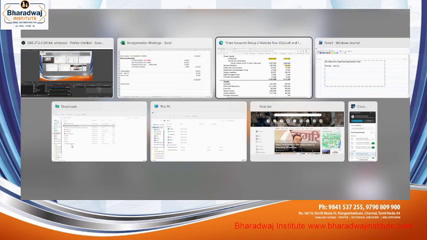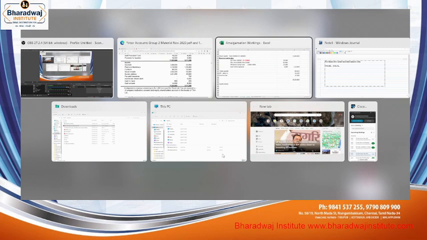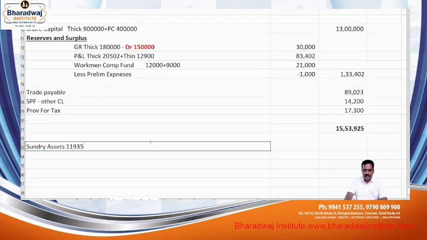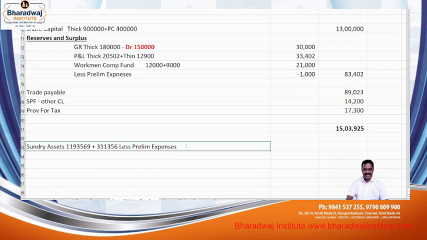Sundry assets, add both. Total 11,93,569 plus 3,11,000, 356, less preliminary expenses. On the period, 25,502 plus 12,900, 38,402. Less preliminary expense, how much? 3,000. 1,000.